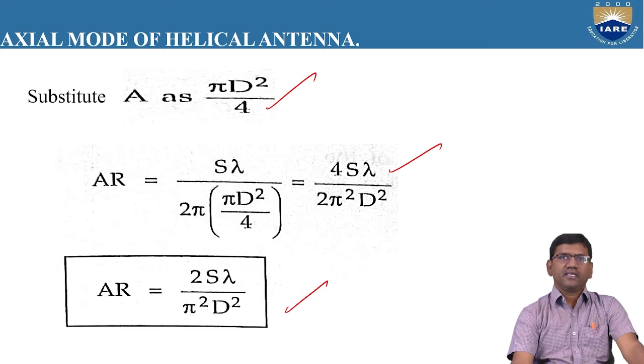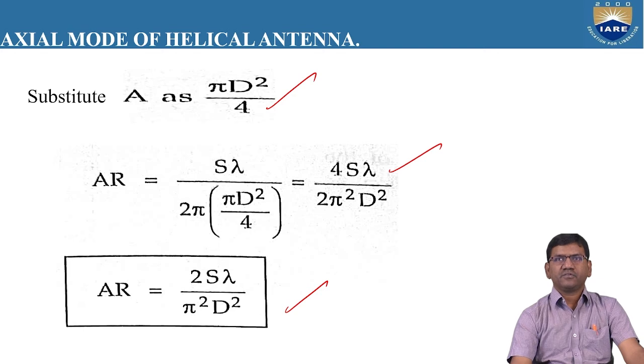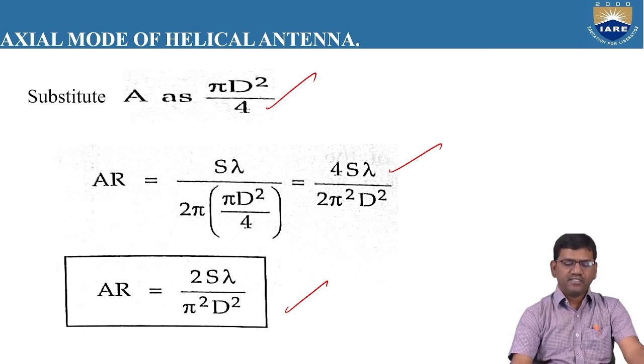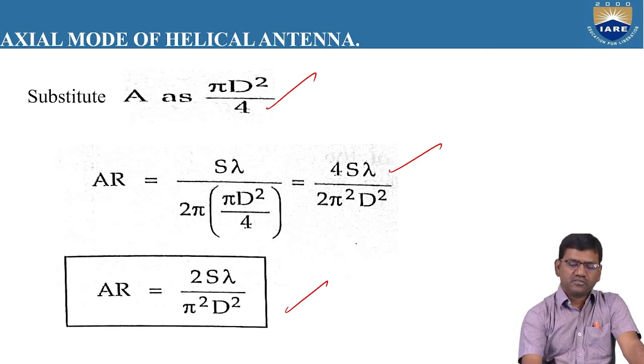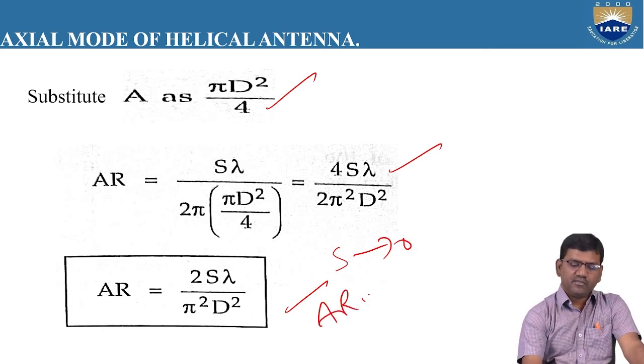So this is the basic expression to find the axial ratio, which depends upon the spacing and the diameter of the loop. Based upon this expression, the polarization of the helical antenna depends on the axial ratio. Suppose S tends to 0, that means if S is equal to 0, then AR will be equal to 0.